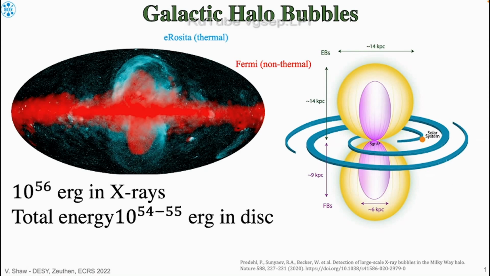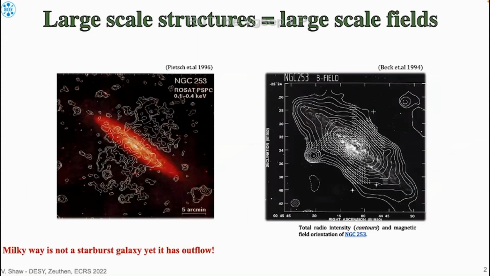But first, the question begs: are these bubbles exclusive to the Milky Way, or have they been seen in other places? And of course, we have external galaxy observations, like I show you here. On the left is NGC 253 in X-ray, and on the right is NGC 253 in radio. And you can see that such extended emissions are not uncommon. However, you see them mostly in starburst galaxies, and our galaxy is not a starburst galaxy. So of course, it makes it interesting why such bubbles exist.